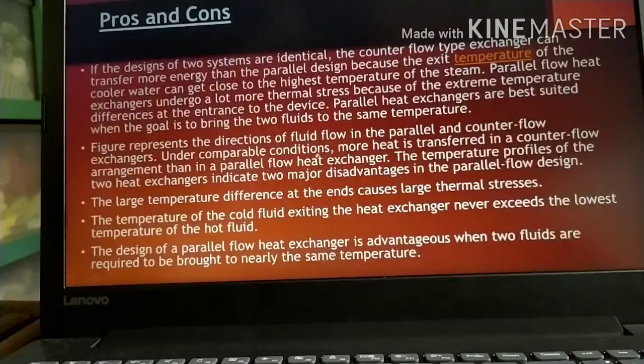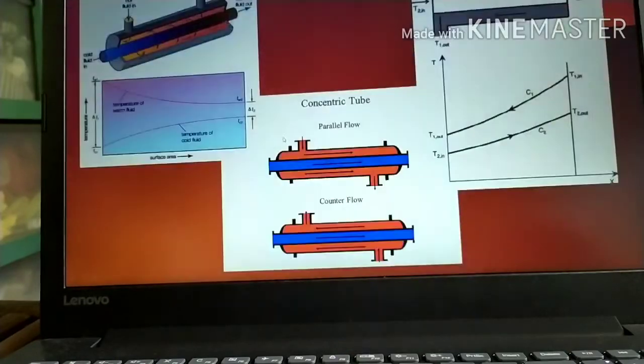So the design of a parallel flow heat exchanger is advantageous when two fluids are required to be brought to nearly the same temperature. So that's the advantage of the parallel flow design.